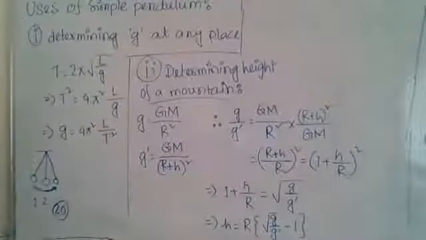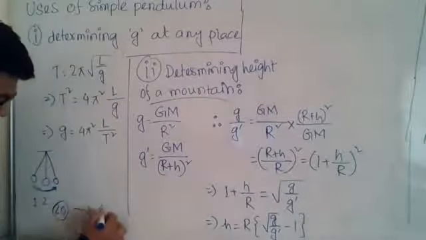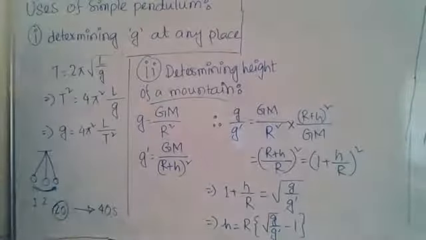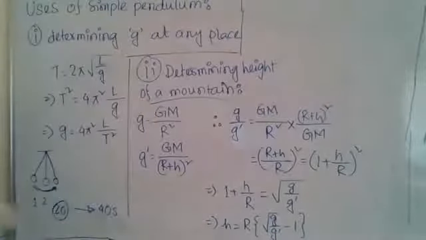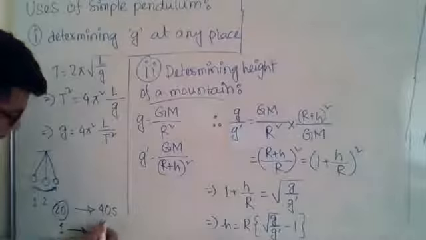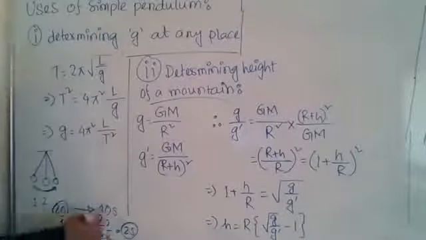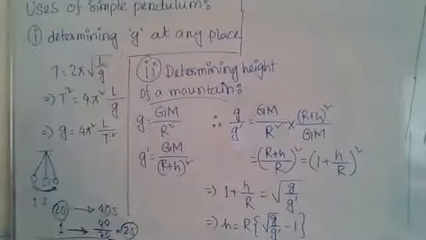For these 20 oscillations, let us say the time recorded was 40 seconds. I calculated it through the stopwatch. So for one oscillation, how much time was taken? 40 divided by 20 is equal to 2 seconds. So this is the time period. The time taken to complete one oscillation is called the time period.